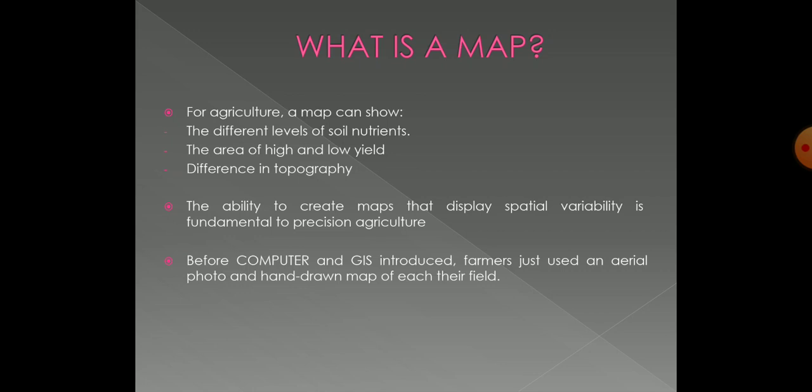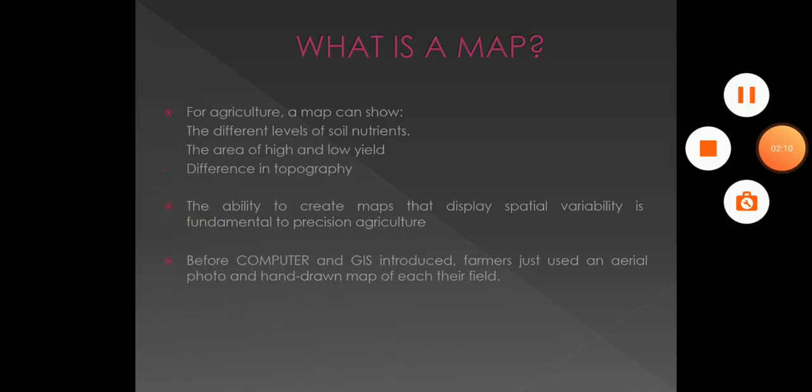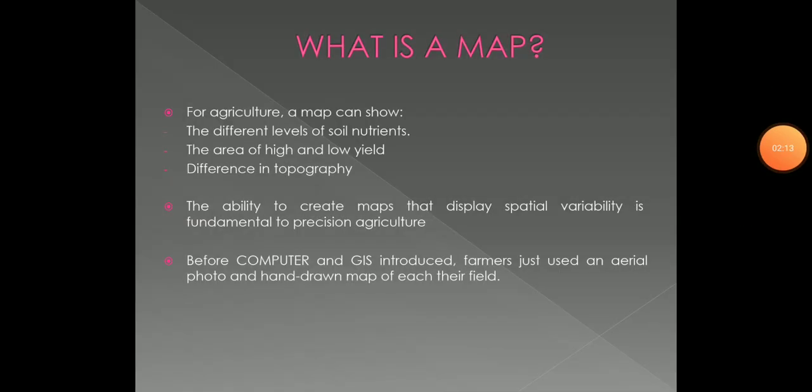There is another way of thinking about map, which is a map is a model of an area, which is a small representation of an object or area that is meant to duplicate the object or area as closely as possible. Prior to computer and GIS, many farmers had an aerial photo of their farm, and had hand-drawn maps of each of their field.